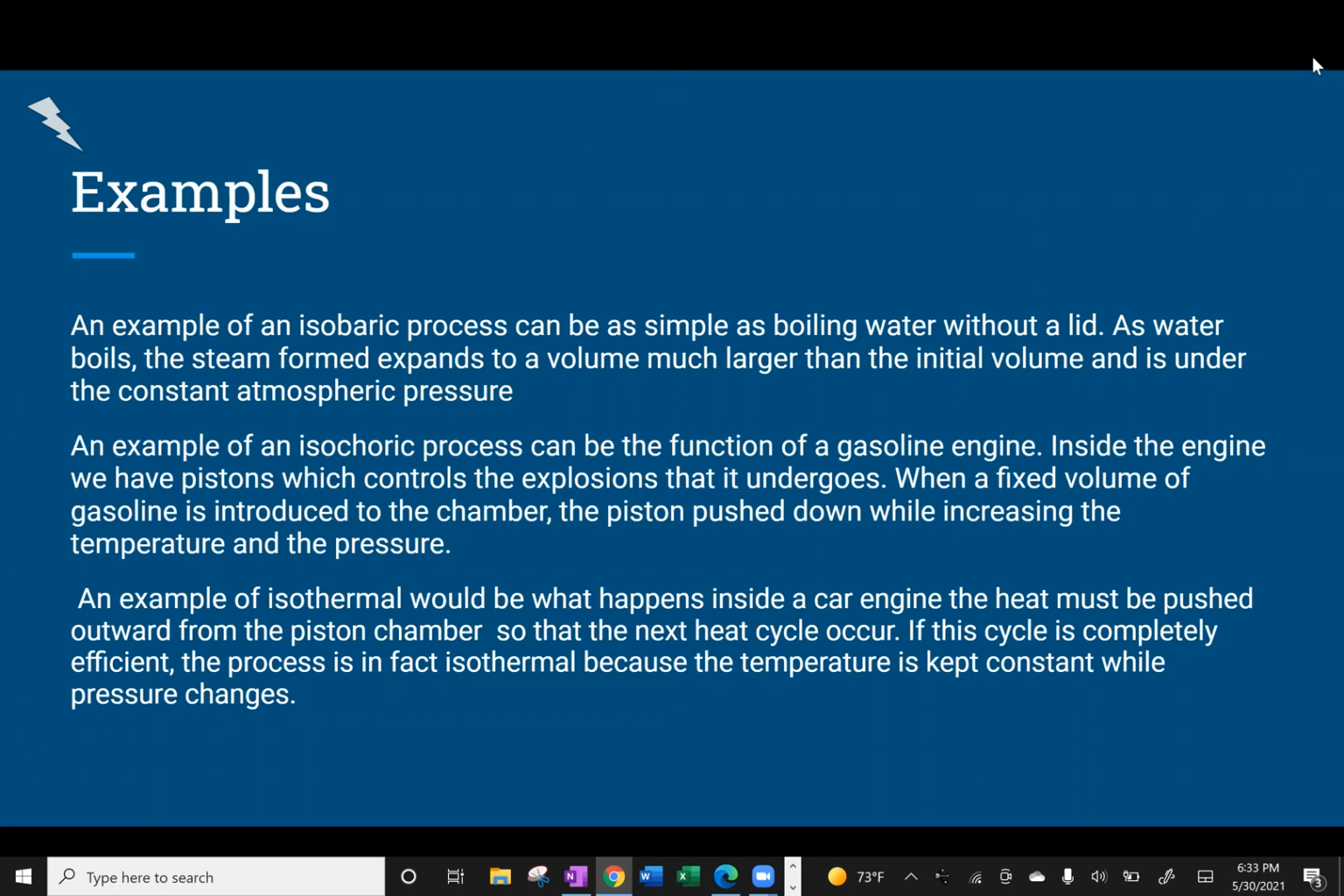Lastly, isothermal, and that's when temperature is kept the same. Now, using our last example of the gasoline engine's process, if we were to live in a perfect world, the engine would be 100% efficient. So when the gases of the engine escape, the cycle repeats itself. And if we are at 100% efficiency, our temperature will remain constant.